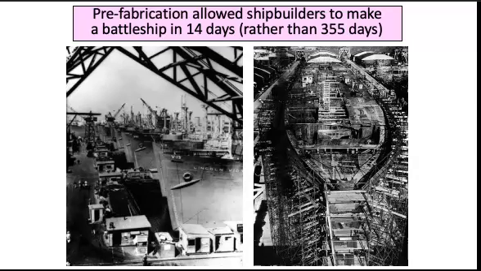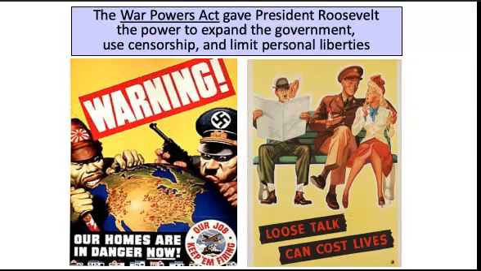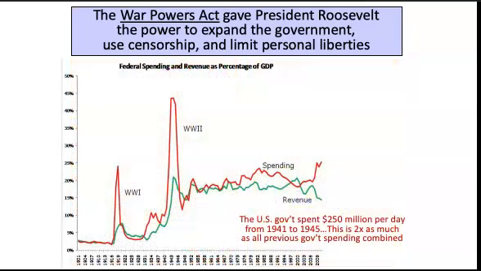The war concentrated production in the largest corporations, as smaller businesses lost out on government contracts to larger businesses with more capacity. The 100 largest corporations accounted for up to 70% of wartime manufacturing. In addition to this, the War Powers Act gave President Roosevelt the power to expand the government, use censorship, and limit personal liberties, such as freedom of speech, something we've seen in many prior wartime crises.